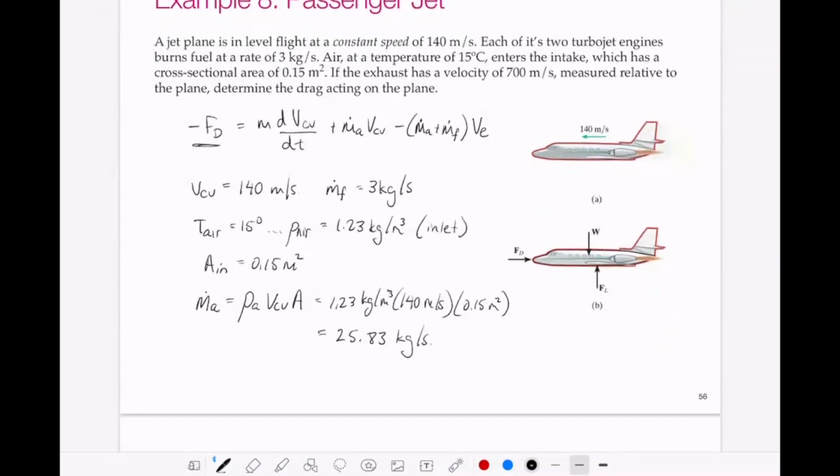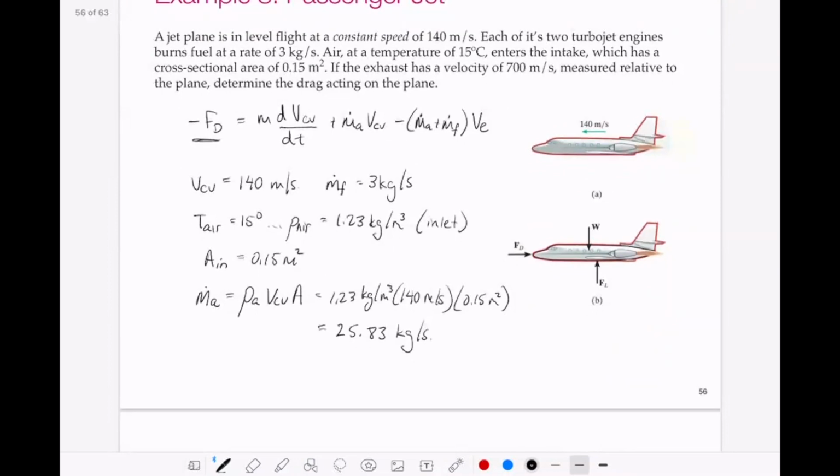We'll go through this question, then I'll answer some questions in the chat. So we have the mass flow rate of the fuel, we have the mass flow rate of the air, we have the velocity of the control volume, and we have the velocity of our exhaust gas, 700 meters per second.